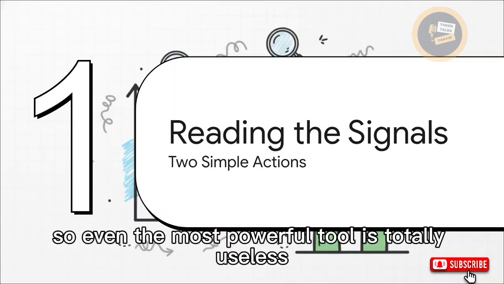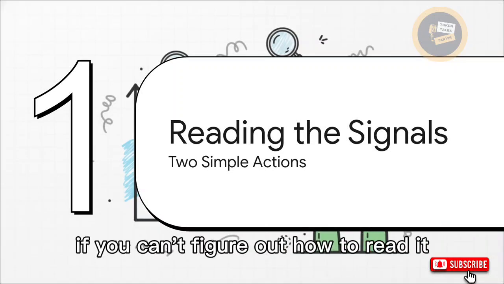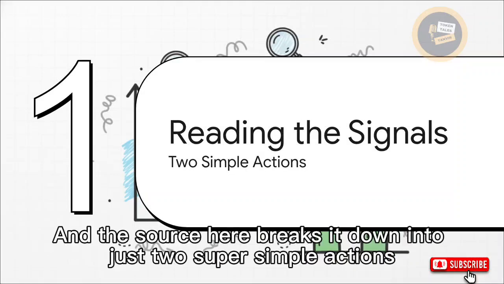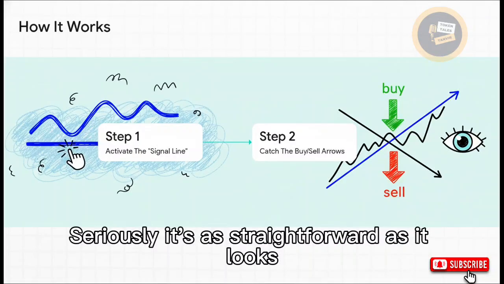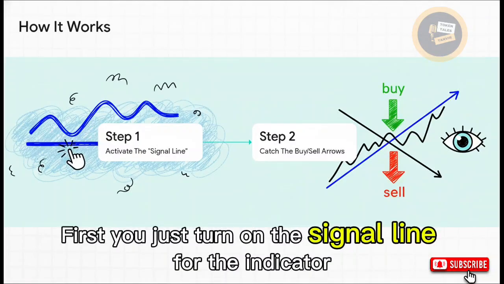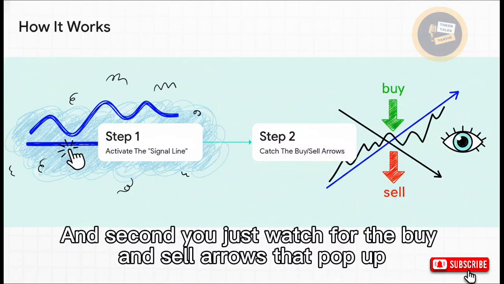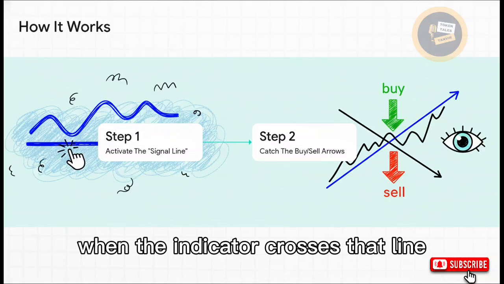Okay, so even the most powerful tool is totally useless if you can't figure out how to read it. So, on to section 3, reading the signals. And the source here breaks it down into just two super simple actions. Seriously, it's as straightforward as it looks. First, you just turn on the signal line for the indicator. That's going to be your trigger. And second, you just watch for the buy and sell arrows that pop up when the indicator crosses that line.